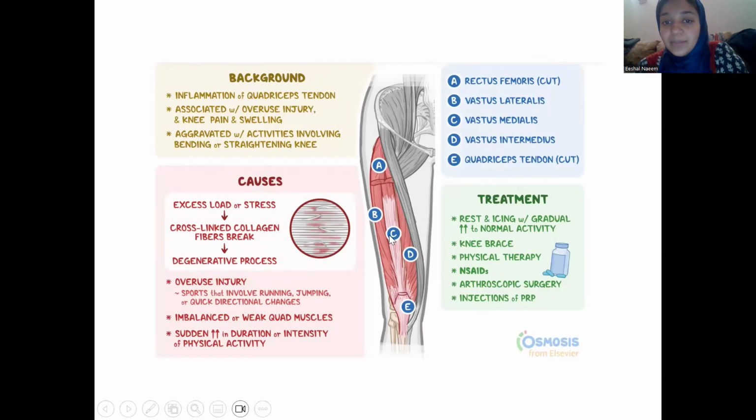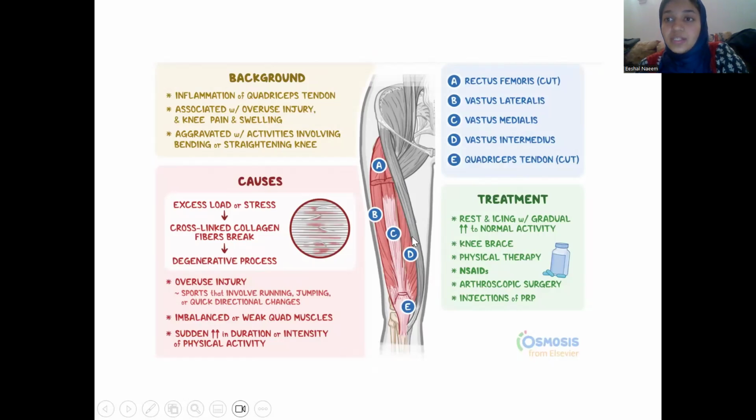All of these, A, B, C, D, can you look at these? These are sort of labeled for you. So this is the quadriceps tendon, and these are all your muscles, starting from the rectus and then the vastus lateralis, medialis, intermedius, all of them insert onto the quadriceps tendon.